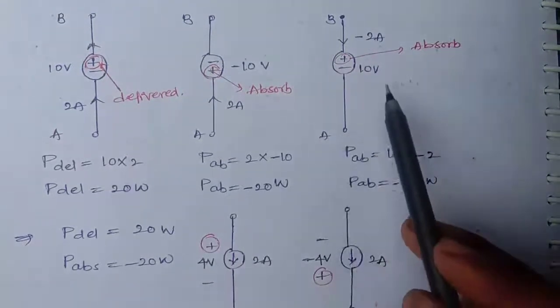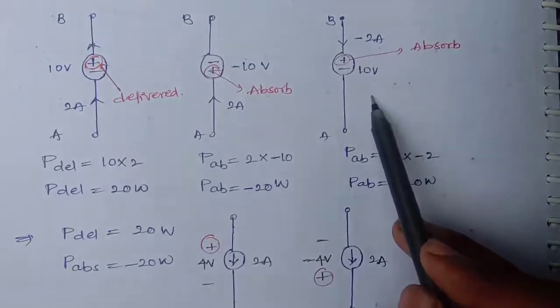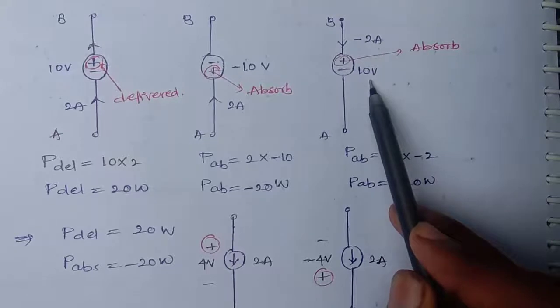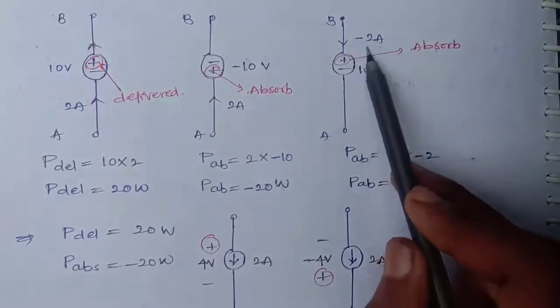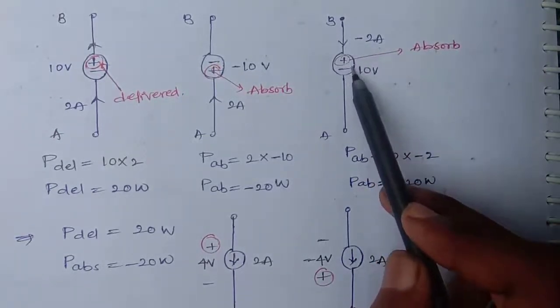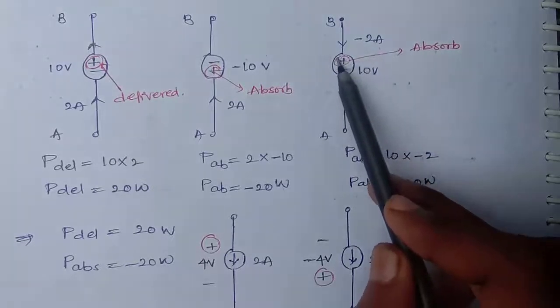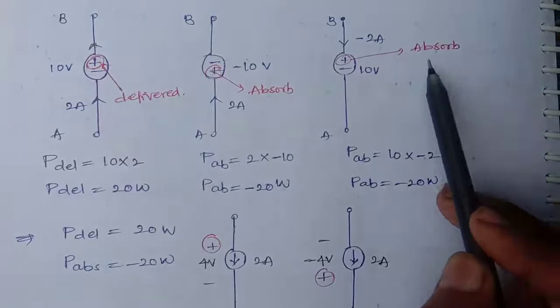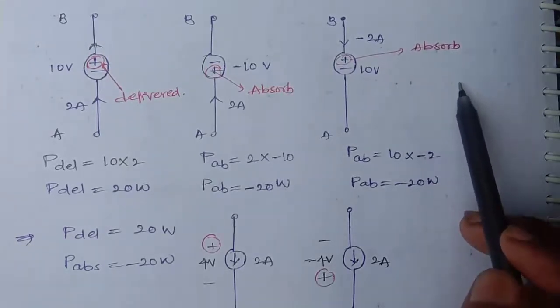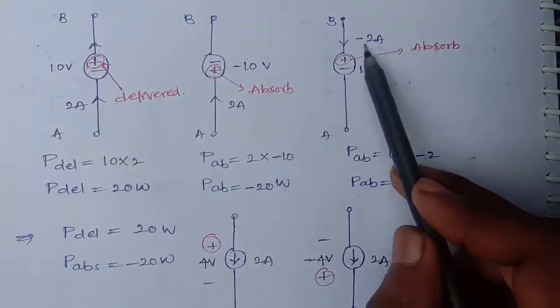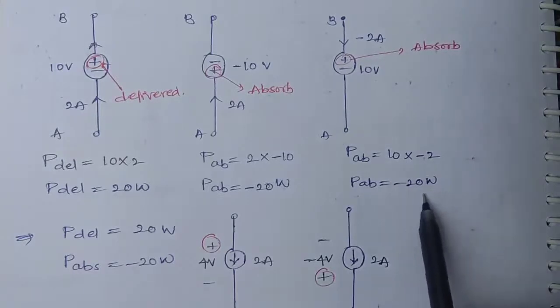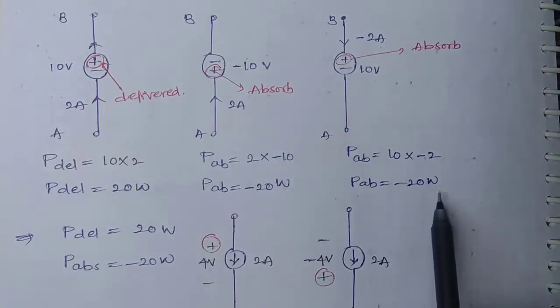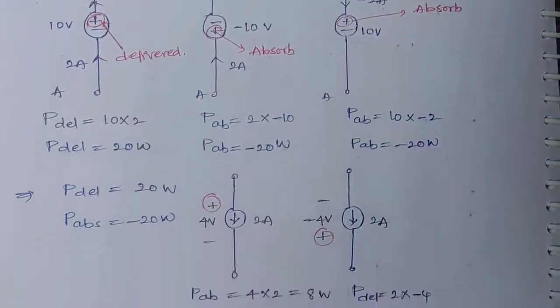Now look at this third example. What we can see in this example, we are having a 10 volts voltage source, and a minus 2 ampere current is flowing through it, and this current is entering from the positive terminal. That means this power is referred as absorb power, which can be written as this 10 into minus 2, that will become minus 20 watt.